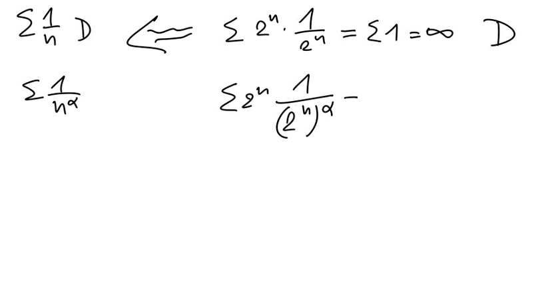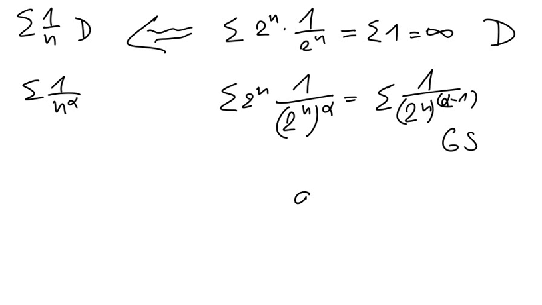So this is nothing else than the sum of 1 over 2 to n times 2 to n minus 1. Yeah, and so this is some kind of geometric series, where q is equal to 1 over 2 to alpha minus 1.